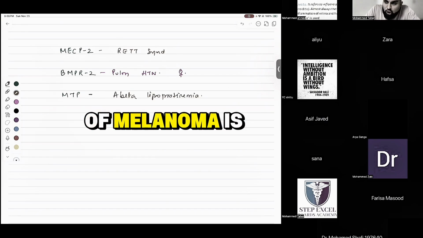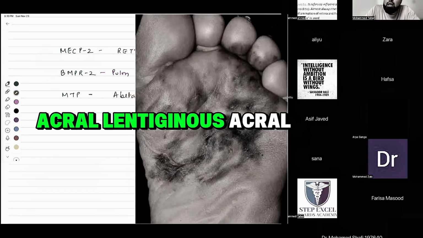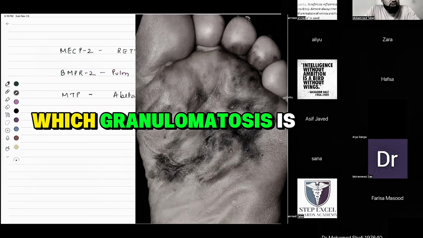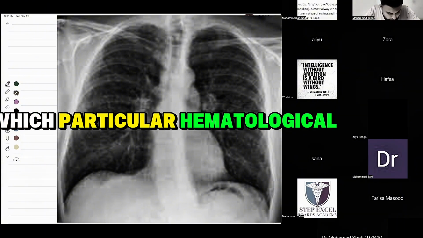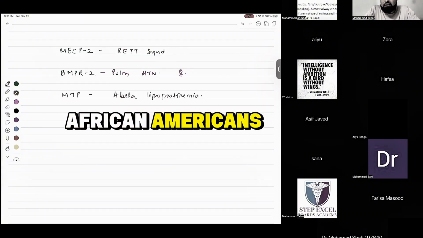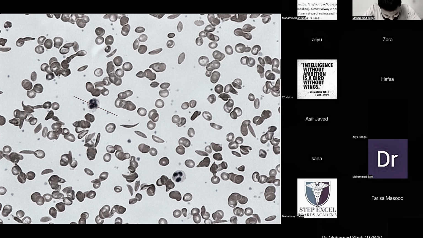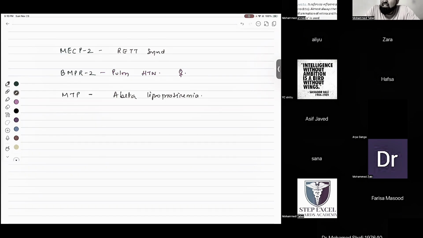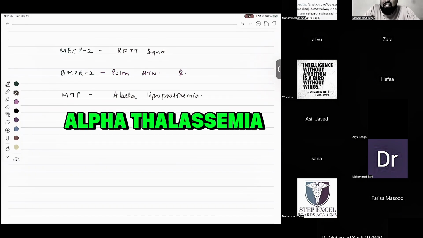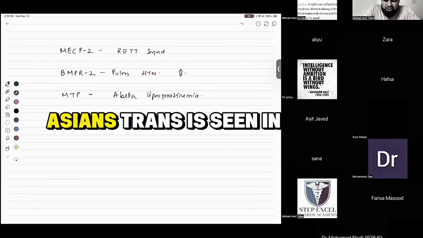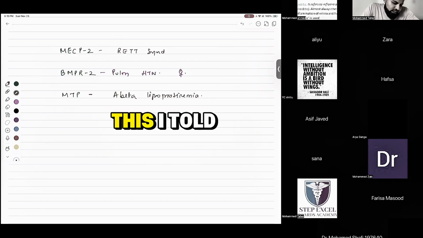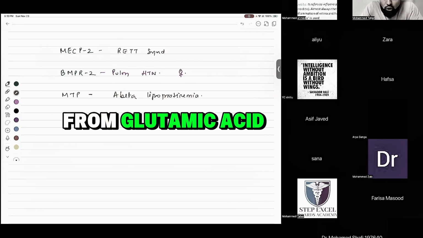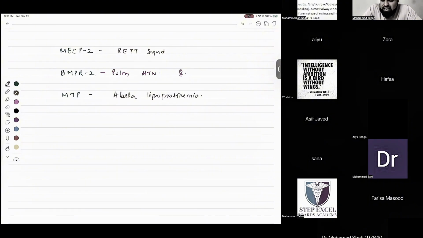Which particular type of melanoma is more common in African Americans? Acral lentiginous. Which granulomatous disease is more common in African Americans? Sarcoidosis. Which particular hematological disease is more common in African Americans? Sickle cell disease. Anything else? Thalassemia. Alpha thalassemia and cystic fibrosis are in Asians and Caucasians; this is Africans. Sickle cell disease, we discussed this. I told you last time, the substitution from glutamic acid to valine. Valine.